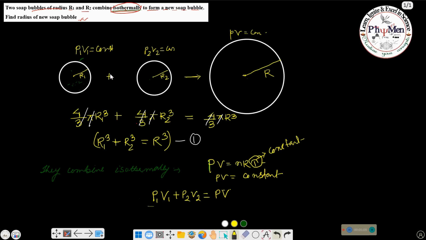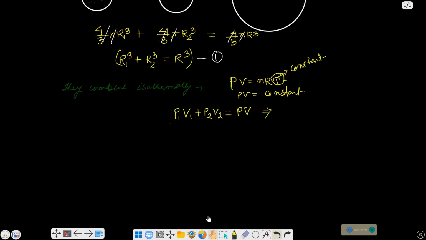Okay, so from this, since this is constant, we can write, because this condition has to be the same, right? This constant, and this constant. Okay, so PV, so this implies, if we put these values here, we will get what we will get.